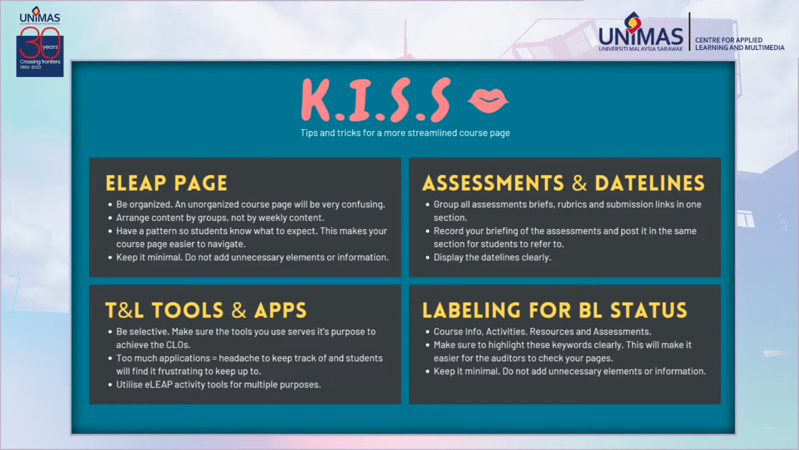And then the most important one is labeling for BL status. We already know there are 4 criteria: course information, activities, resources, and assessment. So whatever you do in your eLEAPs, make sure you keep labeling them with these 4 keywords. If you have a course plan, put it under course information. If you have activities, just put activity. The more you put all of these labels, the easier it is for the auditors to check your page. Yeah, so it'll make it easier for you to track which one you are missing, okay?